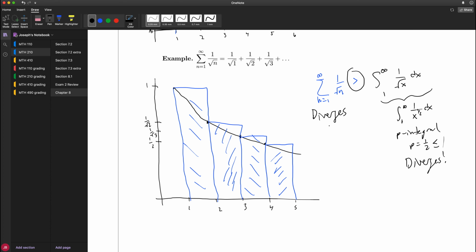The key observation here is that what we're going to call this is now a p series with p equal to 1/2, right? And so therefore, for the same reason that the integral diverges, the p series also diverges by the integral test. And so anytime you see a p series, you don't have to cite the integral test. You can just say it's a p series, right?